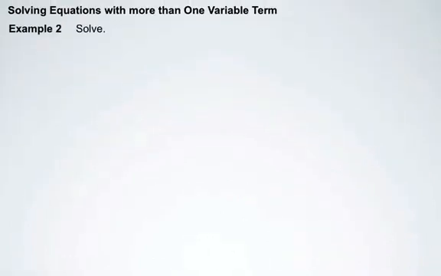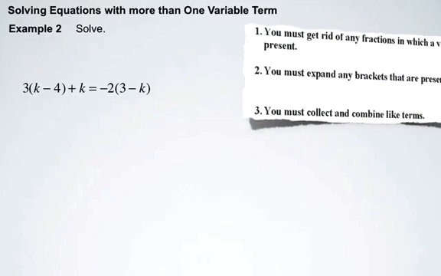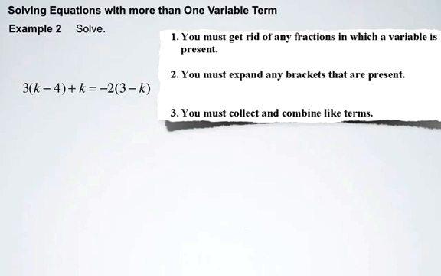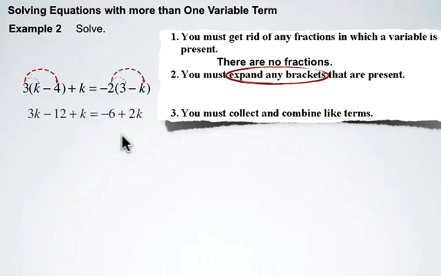Example 2. Solve. 3 bracket k minus 4 plus k equals -2 bracket 3 minus k. We go back to our steps. Number 1, we have to get rid of fractions, but there are no fractions. Number 2, we must expand any brackets that are present. We have brackets that are present. In fact, we have a bracket on each side. So we're going to expand by using distributive law. 3 times k, 3 times -4, -2 times 3 and -2 times k. So I get 3k subtract 12 plus k equals -6 plus 2k.